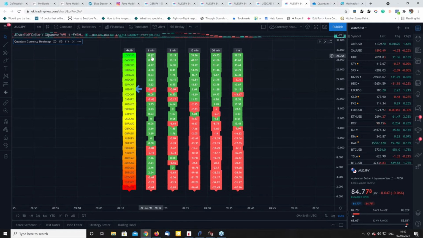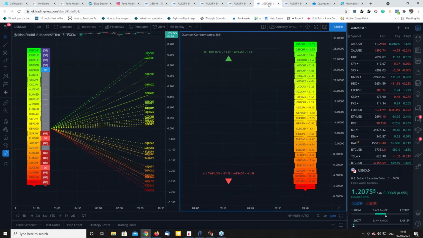So they will be for your dailies, where you're holding positions over multiple days, you're looking for currency pairs to move over 2, 3, 4 days, you're holding over weekends, that sort of thing. So that's the currency heat map there. On we've got the others here. This is the currency matrix, the currency array.